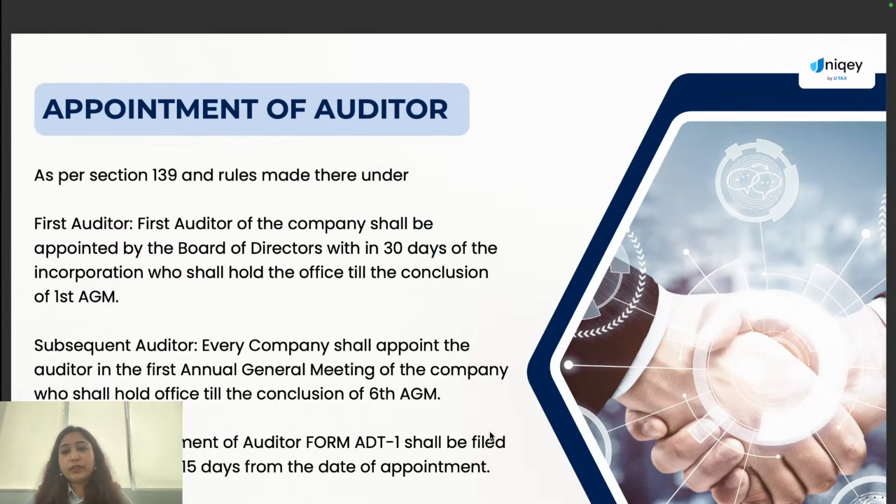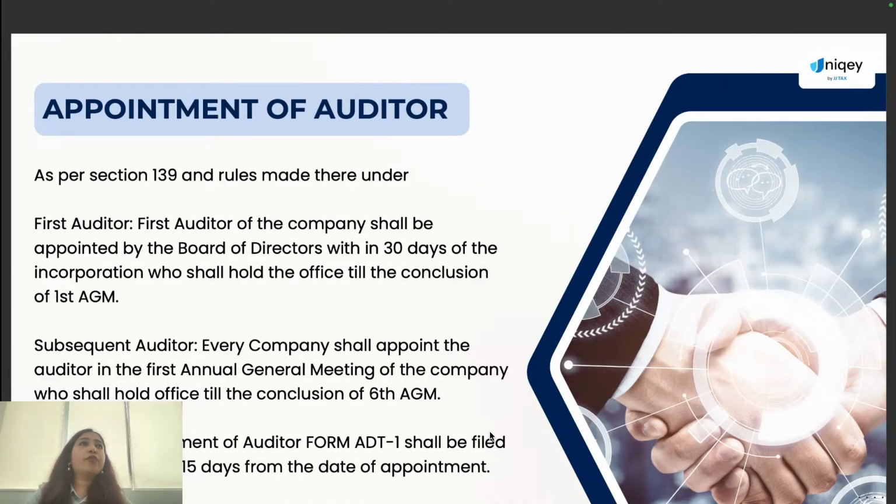Appointment of auditor is also a very important compliance. Every company is required to comply. The first auditor is required to be appointed within a period of 30 days from the date of incorporation of the company, and the term of the first auditor will be till the first AGM. For subsequent auditors, every company shall appoint the auditor in the first annual general meeting, who shall hold office till the conclusion of the sixth AGM.